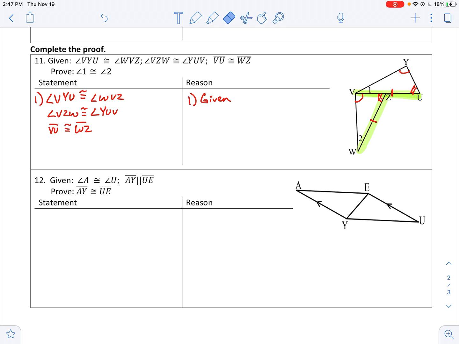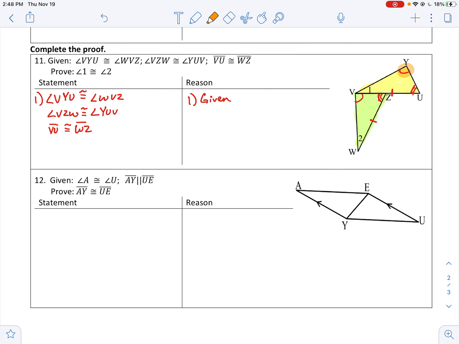All right, now let's look at what I got here. In this triangle, I have what kind of markings? Because that's all my given information. I don't see any vertical angles. I don't see any definitions to use. Don't see any reflexive sides. So let's check out what I have.